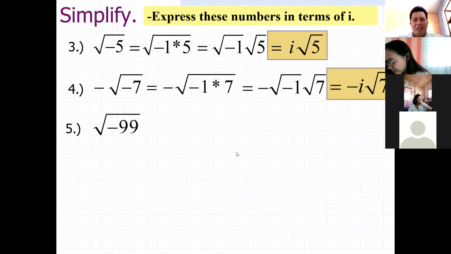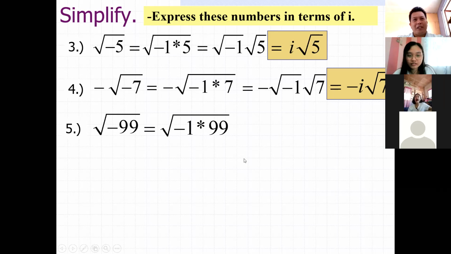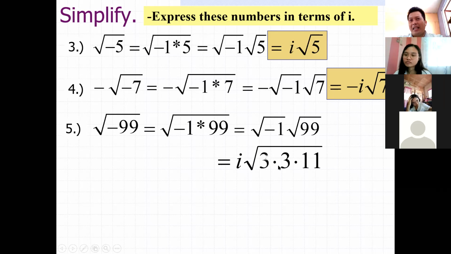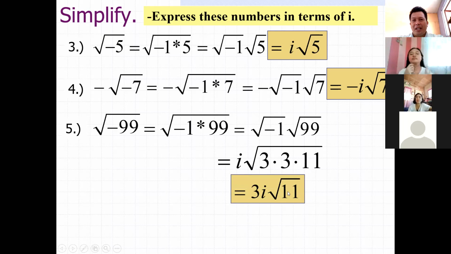So the solution goes like this. The square root of negative 99 can be written as the square root of negative 1 times 99. And you know very well that 99 is not a perfect square number, so we still have to factor it out. But the square root of negative 1 is just equal to i. 3 times 3 times 11 are the factors of 99. Or we can express 3 times 3 as 3 squared.